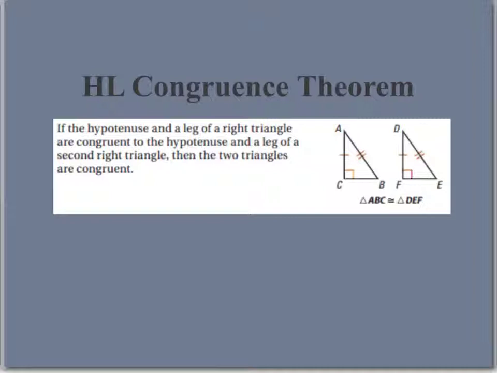Okay? The HL, or hypotenuse leg congruence theorem, says if the hypotenuse and leg of a right triangle are congruent to the hypotenuse and leg of a second right triangle, then the two triangles are congruent. This is that special case that we talked about. It only works for right triangles because you notice now we've got two sides and an angle not included. It will only work for the right triangles, okay?